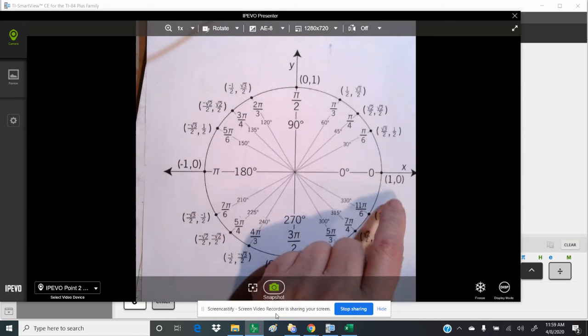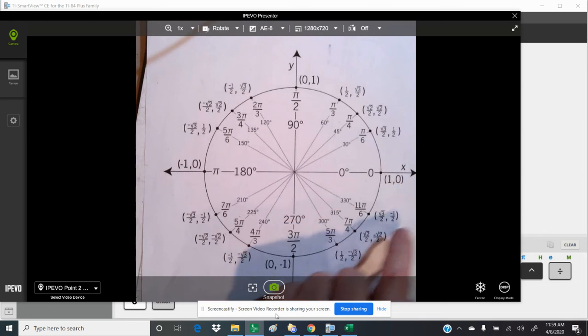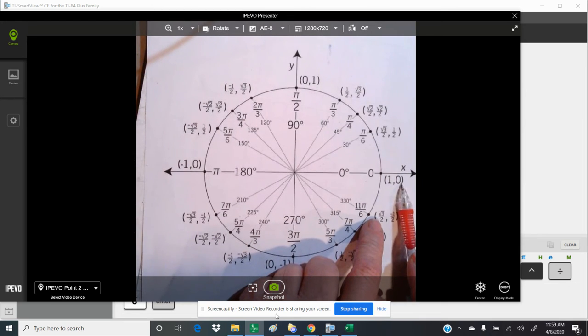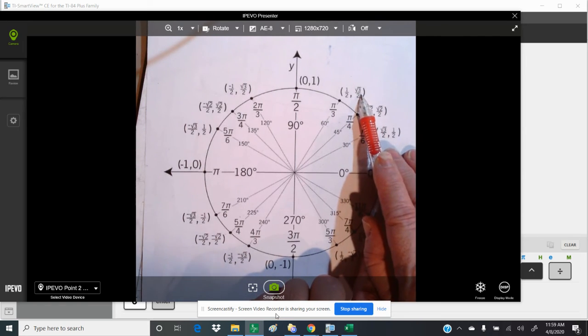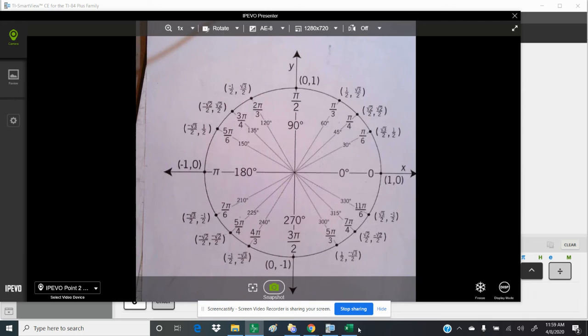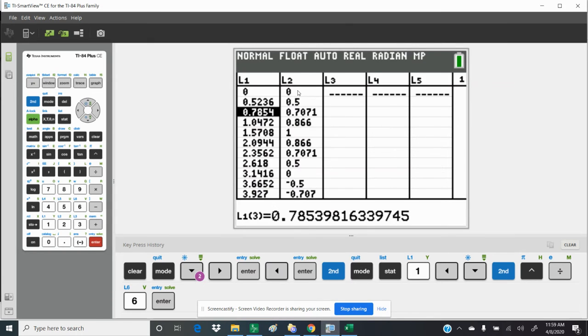Then in the L2, I put all the sine values. So remember, the second one is your sine value because it goes cosine, sine. So I put in 0, 1/2, square root of 2 over 2, square root of 3 over 2, and so forth. So if you take a look at your calculator, the first one is 0. This one would be a half.